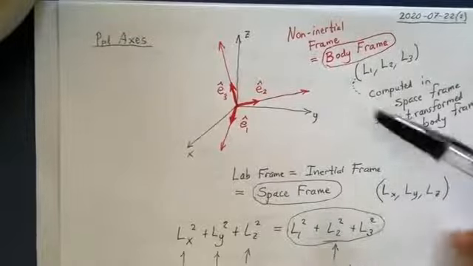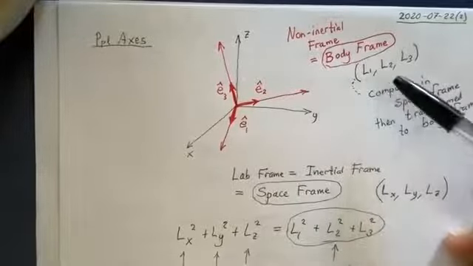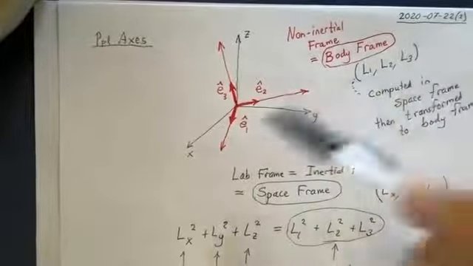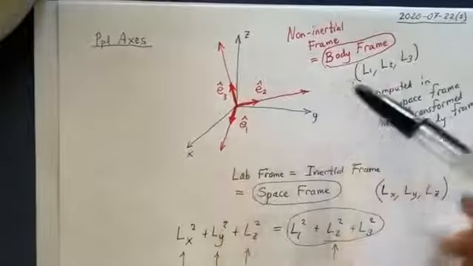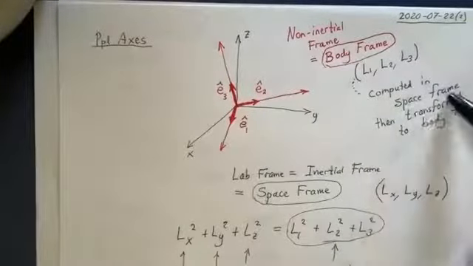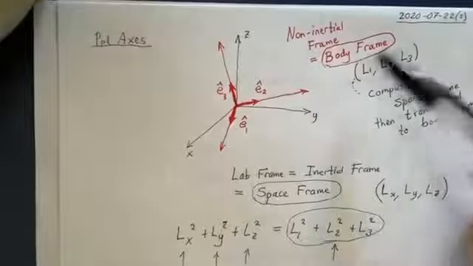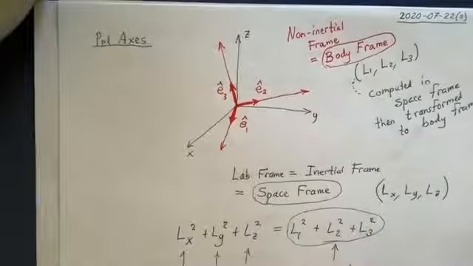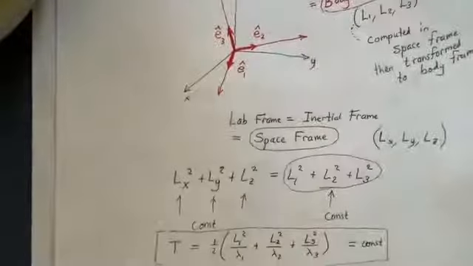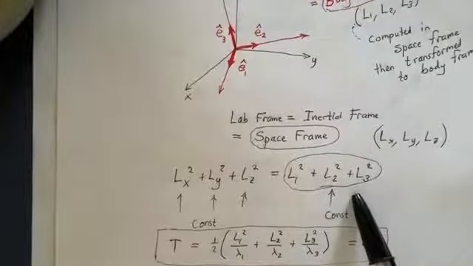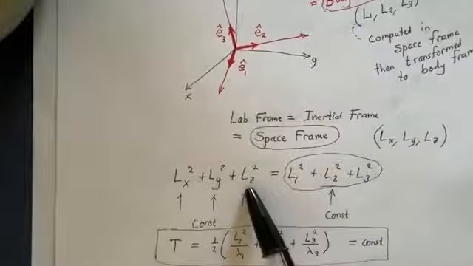So it's not the angular momentum of the body relative to the body frame. It's the angular momentum vector computed in the space frame and then referred to the axes, these red axes. So you compute it in the space frame, then you transform it to the body frame. That's a rotation. That preserves its length. So the length of the angular momentum vector in the body frame is equal to the length of the angular momentum vector in the space frame. That's something we remarked here. The sum of the squares, right?